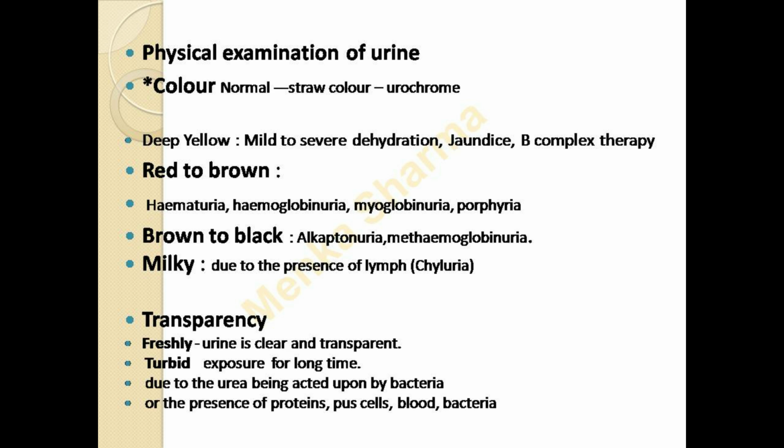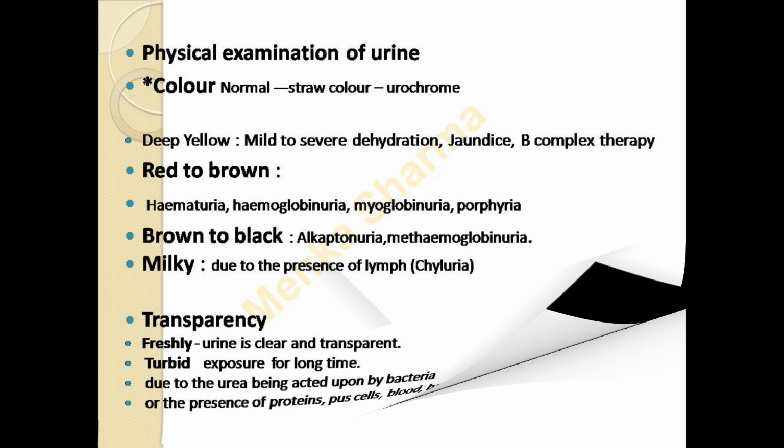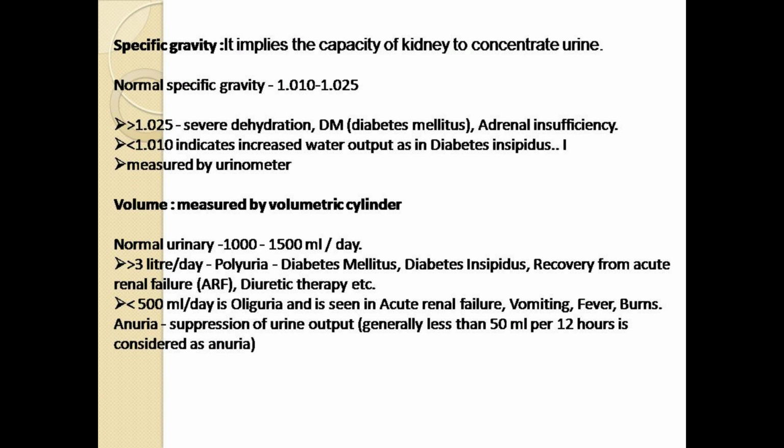The next parameter is transparency. Normal urine is clear and transparent in appearance, but if it is turbid, then that can be due to exposure for a long time, or due to action of bacteria on urine, or due to presence of elements like protein, pus cells, blood and bacteria.